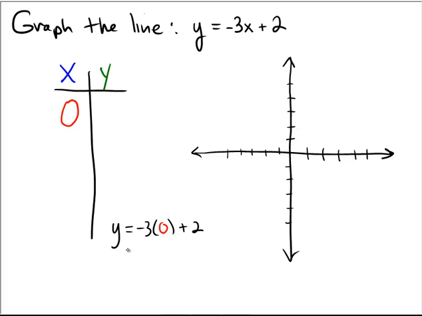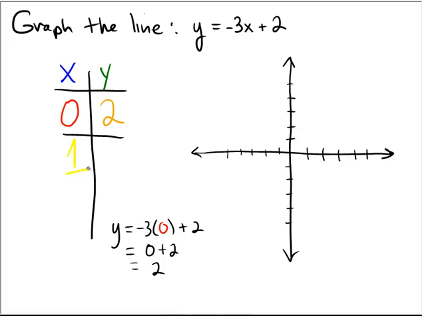Now, using some arithmetic, that means that y is equal to negative 3 times 0, which is 0, plus 2, and 0 plus 2 is of course the number 2. So the output for 0 is 2, or the y value that corresponds with the x value of 0 is y equals 2. Okay, now let's choose a second point. So what's my next favorite number? Let's use the number 1.